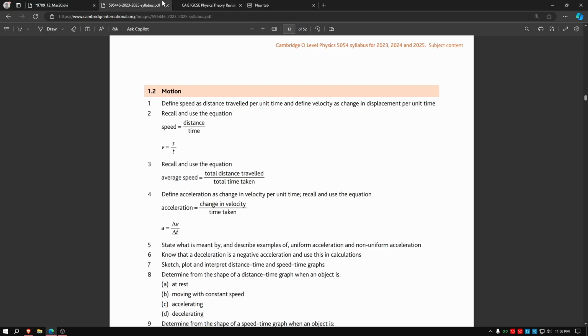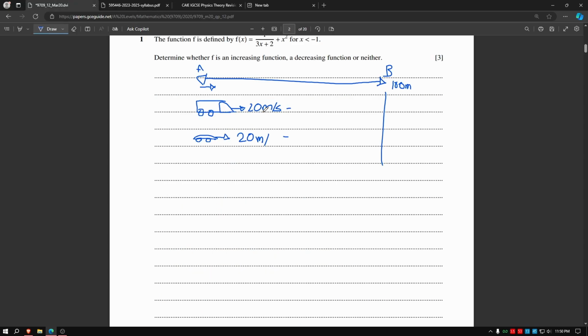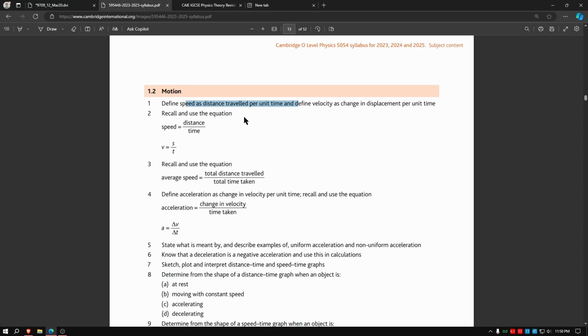So, define speed as distance traveled per unit time. And we have done exactly that: distance, which is 20 meters, per unit time, that would be seconds. Okay, define velocity as change in displacement.